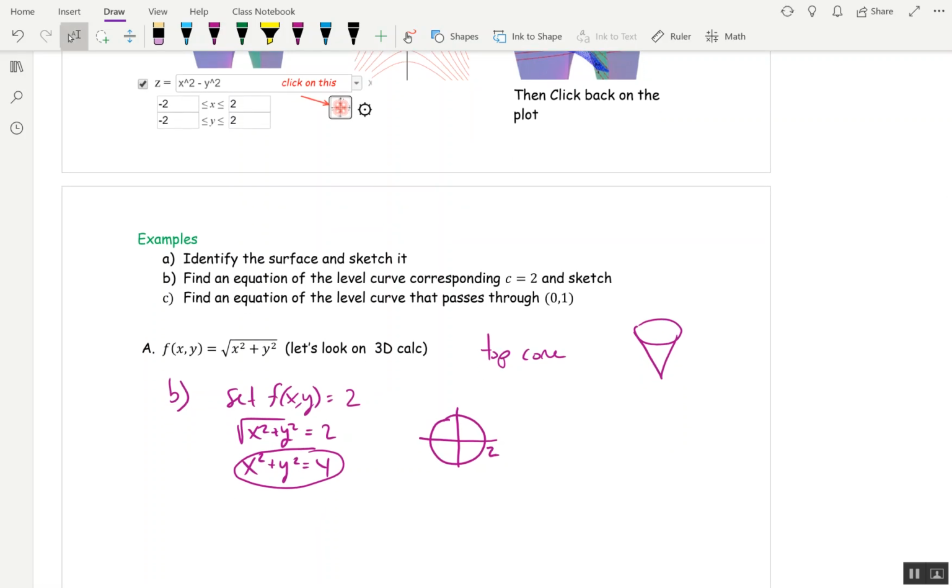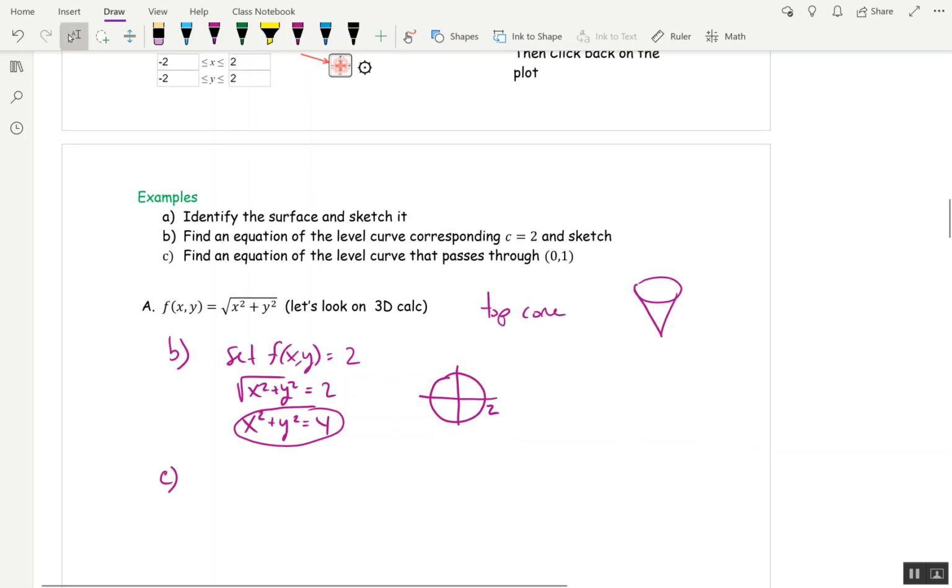All right. That's B. For C, we're going to find a level curve, but the information is given to us a little bit differently. Find an equation of the level curve that passes through 0, 1 in the xy plane. So this is a two-part process. First, we need to find C. And the way we'll do that is C is going to be equal to f of the point given to us, 0, 1. Okay, so that's square root of 0 squared plus 1 squared. Square root of 1 is 1. So C is 1.